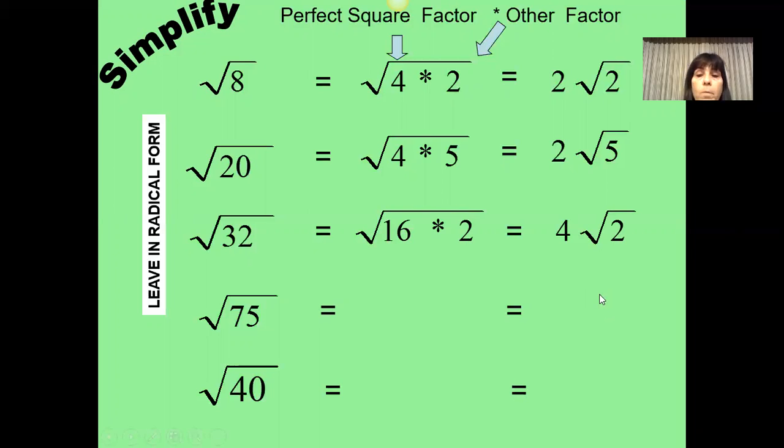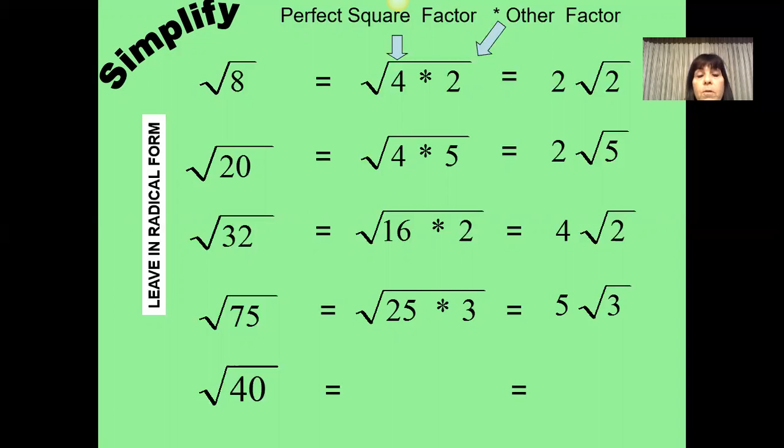Okay, I've got a couple more. Square root of 75. We're looking for this time a perfect square that goes into 75. Again, if you look at your list, 25 will be a perfect square that goes into the 75. And that, again, goes into the first position. The second position is the non-perfect square. And then when I simplify it, the 5 will come out of the radical sign because the square root of 25 is 5.